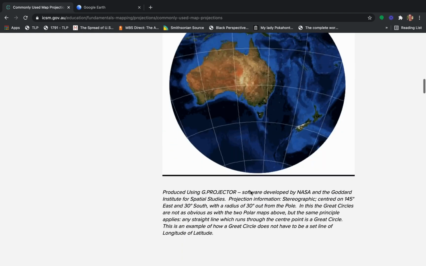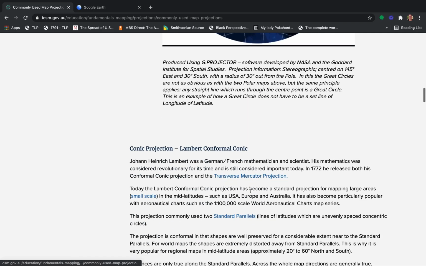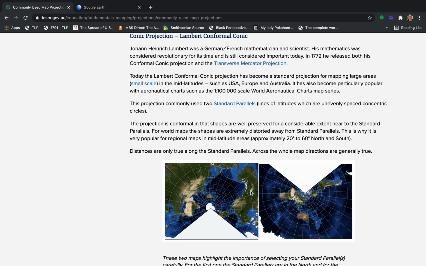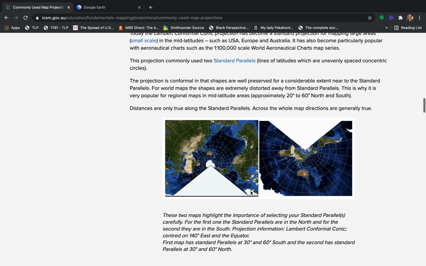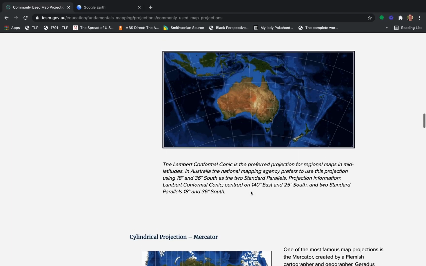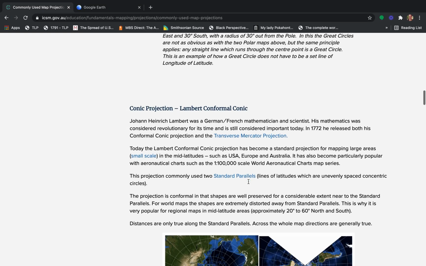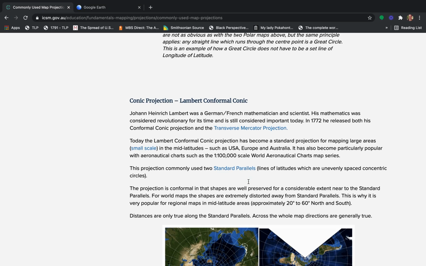Okay, so the next one, what we did last week. Wait, no, we didn't. We did the conic projection last week. Let's see, because we had the two standard parallels.